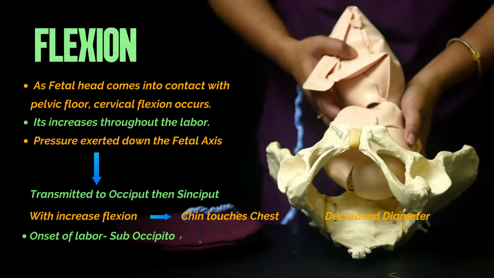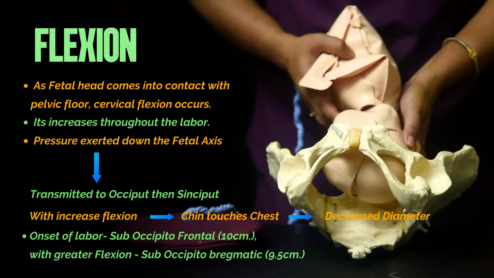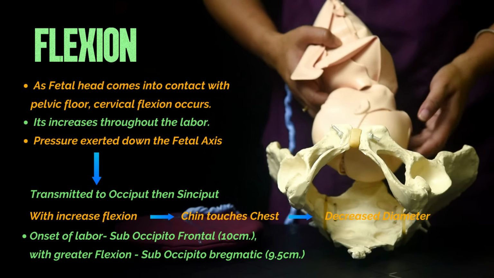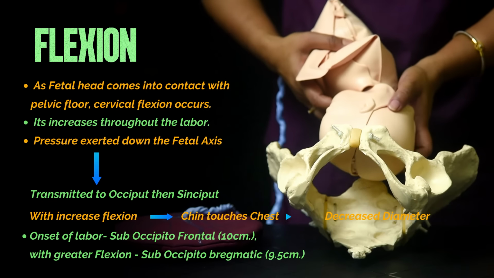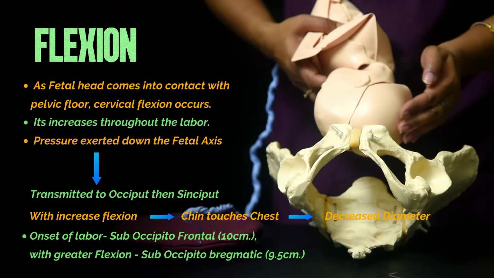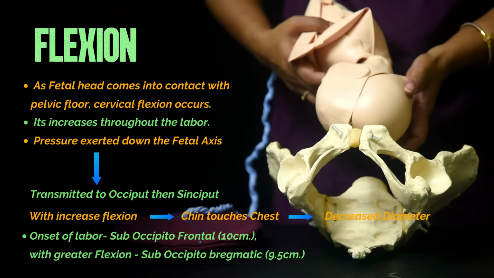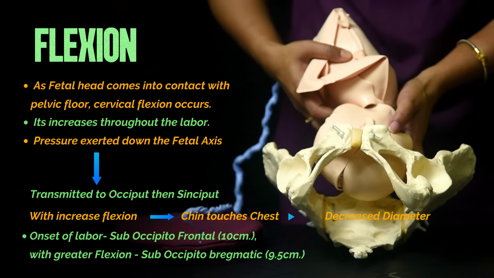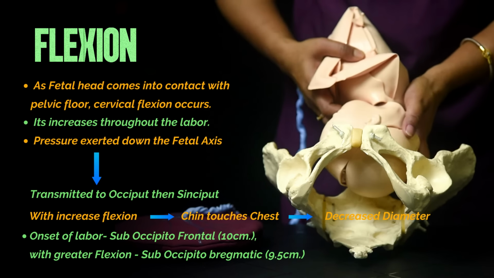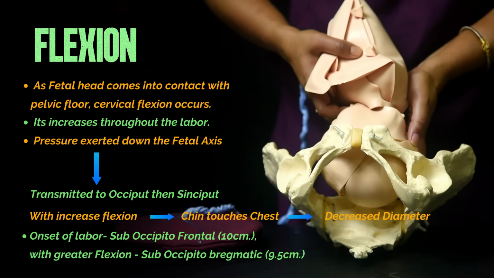Okay, during the onset of labor, what I have said to you is that the engaging diameter was suboccipito-frontal, that is 10 centimeter. And with the greatest flexion, this diameter is getting reduced, and it comes to the suboccipito-bregmatic, that is 9.5 centimeter, which again helps to descend the baby's head down very fast. So you can see the baby is now in a well-flexed position, okay, with the continuing descent.